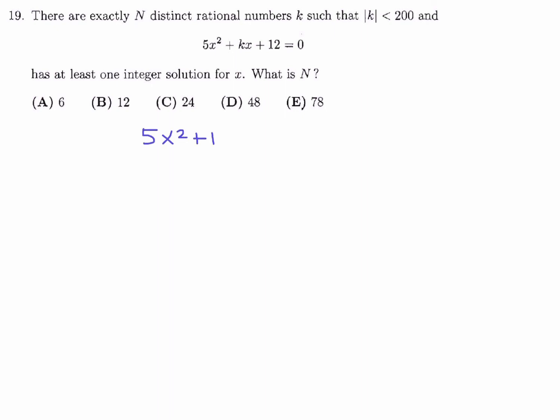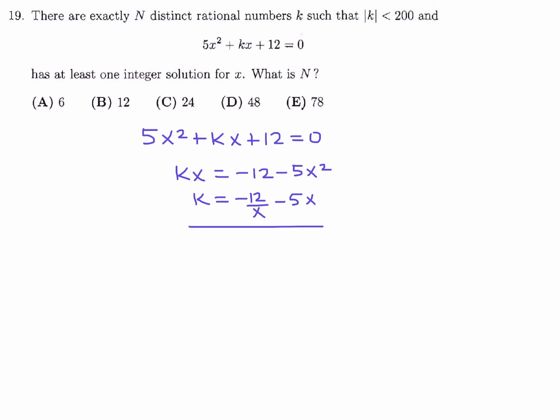5x squared plus kx plus 12 is equal to 0. Let's try to isolate just for k. So kx is equal to minus 12 minus 5x squared. Therefore k, if you divide through by x, will be minus 12 over x minus 5x, like that. And this is what we will work with. Now keep in mind that k has a range. It's anywhere between 200 and negative 200, since its absolute value is less than 200.